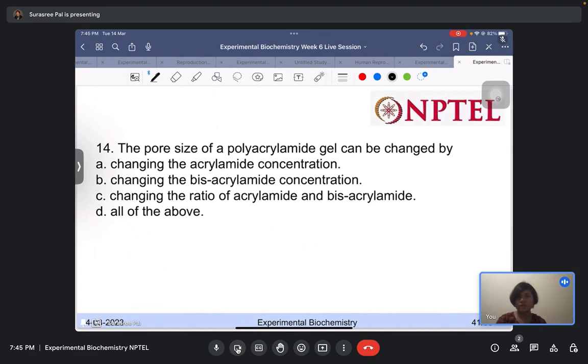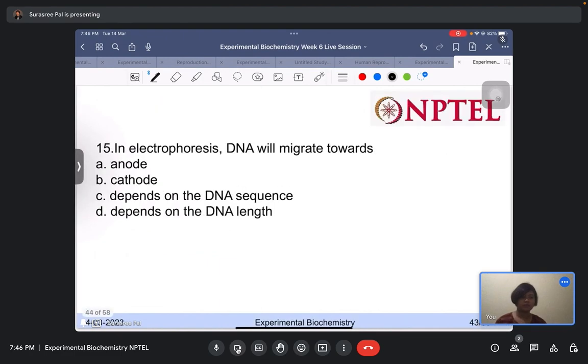The pore size of the polyacrylamide gel can be changed by changing which of the following? So the correct answer is all of the above, because I already told that by changing the concentration of acrylamide and bisacrylamide as well as the ratio of the acrylamide and bisacrylamide, we can change the pore size of the polyacrylamide gel.